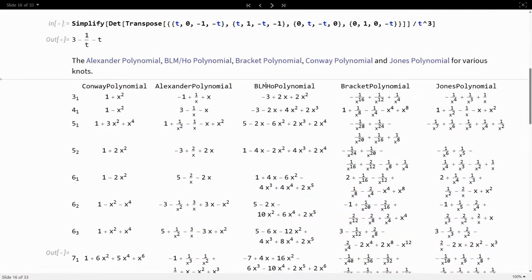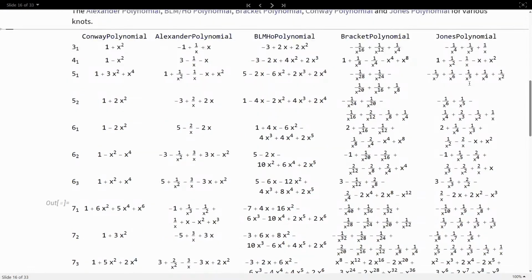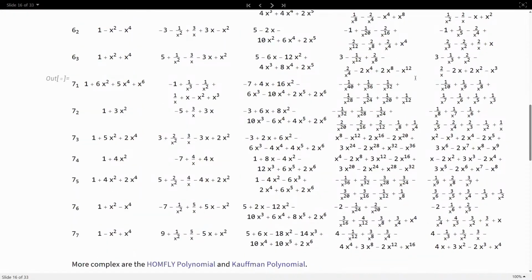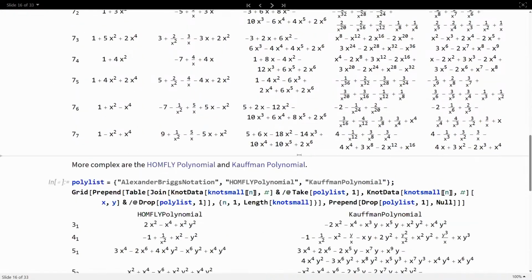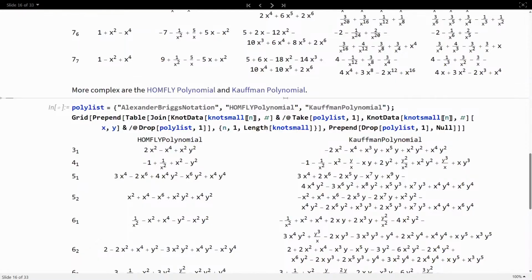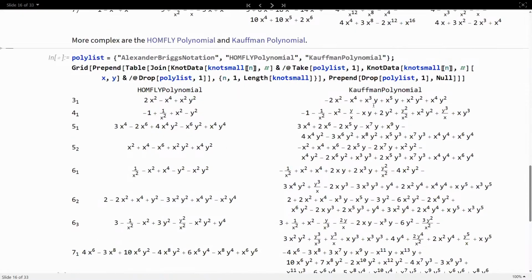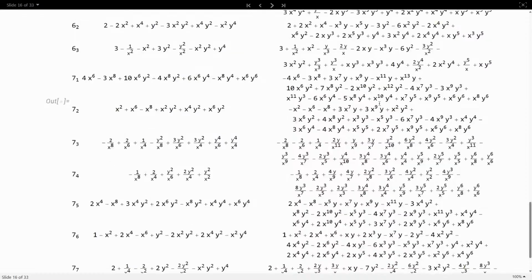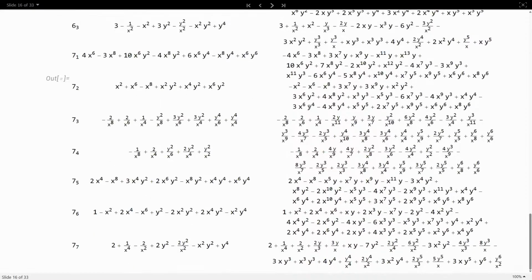The other ones, such as the BLM-Ho, the bracket polynomial and the Jones polynomial, are a bit more complicated, as you can see, for these various knots. And then much more complicated are the HOMFLY and Kauffman polynomials of a knot. I did not bother learning how those work exactly.